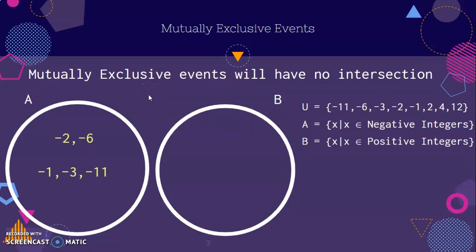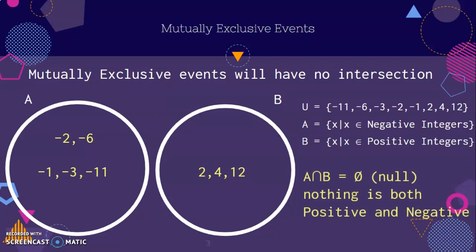So here are my negative numbers. Here are my positive numbers. There's no both. So the intersection is empty. Nothing is both negative and positive.